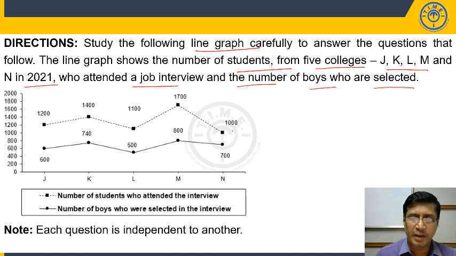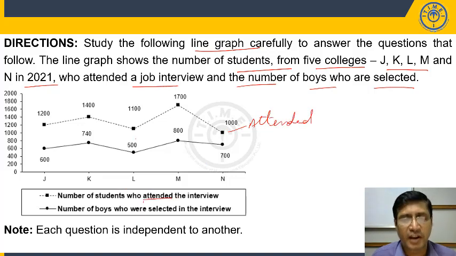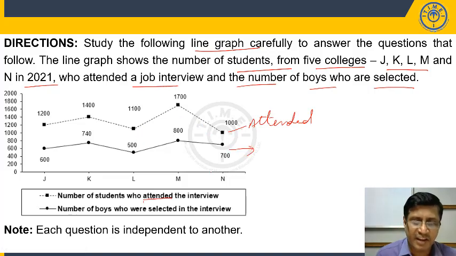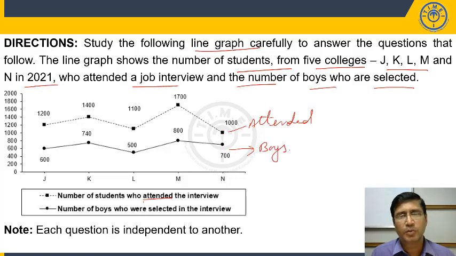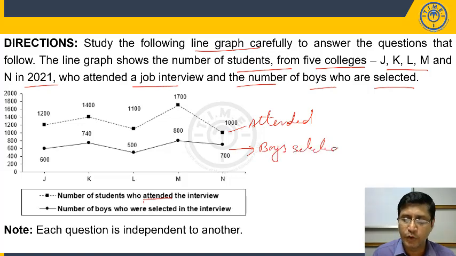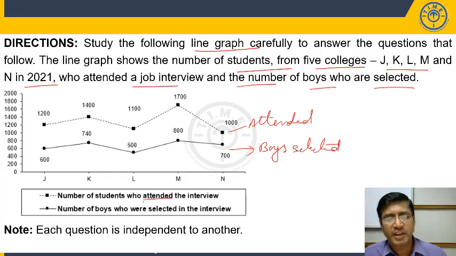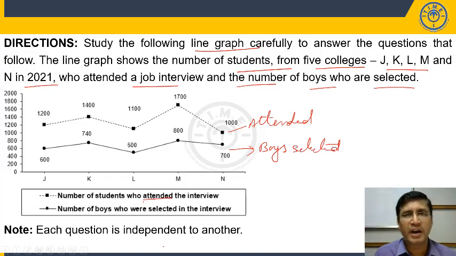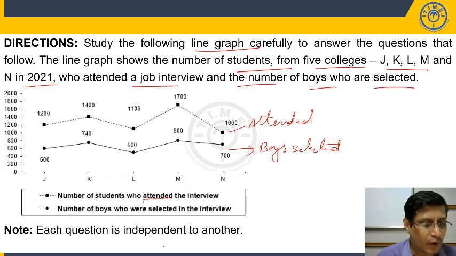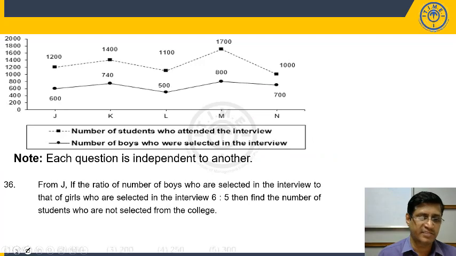So what is given here? The number of students who attended the interview is given as the dotted line, whereas the second one, the straight line, is showing the number of boys who are selected in the interview. Okay, each question is independent of the other, so you can't carry forward the data. Now look at the first question based on this diagram. Question number 36.